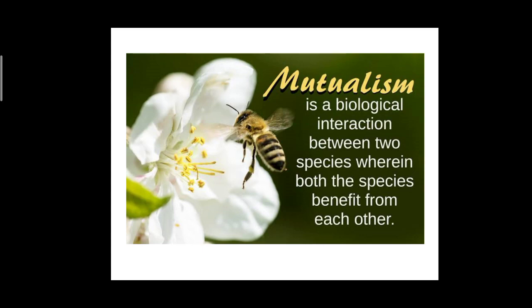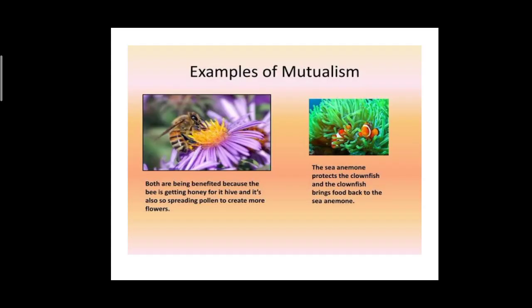When we say mutualism, it is a biological interaction between two species wherein both the species benefit from each other. From the word mutual, pareho. So, pareho silang nakikinabang sa isa't isa. Examples of mutualism, the bees and the flower. Both are being benefited because the bee is getting honey for its hive and it's also spreading pollen to create more flowers. So, nakakakuha ng pagkain yung bees at the same time, nakikinabang yung flower dahil natutulungan siya ng bees sa pollination.